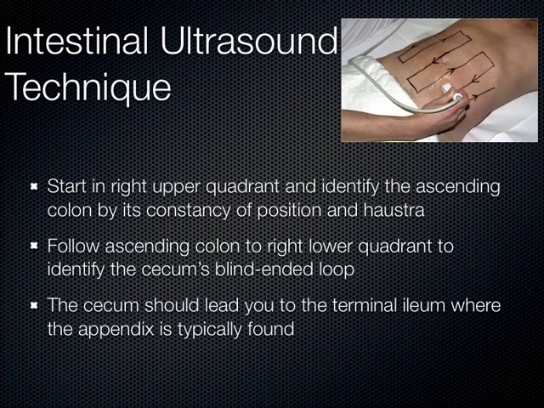What we're going to do is something called mowing the lawn. That means we are going to start in the right upper quadrant and find the ascending colon. That's where it always is, right up there in the right upper quadrant. We can tell it's the ascending colon because it's got haustra. Recall that haustra are little indentations in the bowel wall that don't cross all the way across the midline to the other wall. They're just like little sections that are sectioned off.